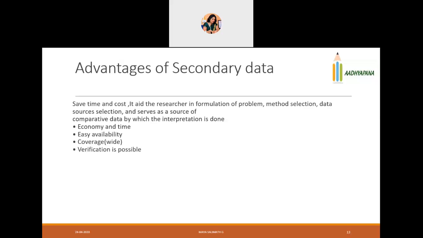It is easily available, and most of the time your secondary data can be accessed with a click of a button at the place where you are. Nowadays you have websites, you have everything which you can access from your mobiles. And the verification of the secondary data is always possible.